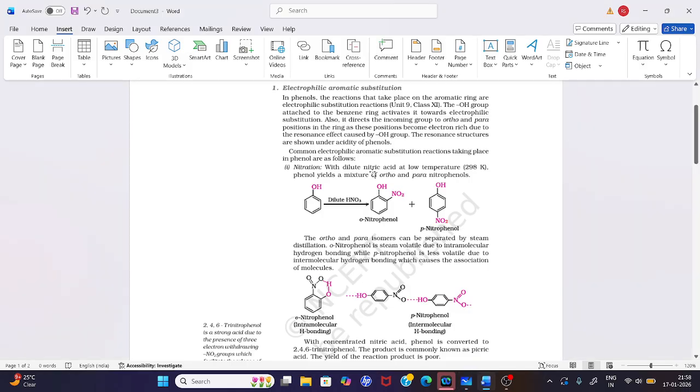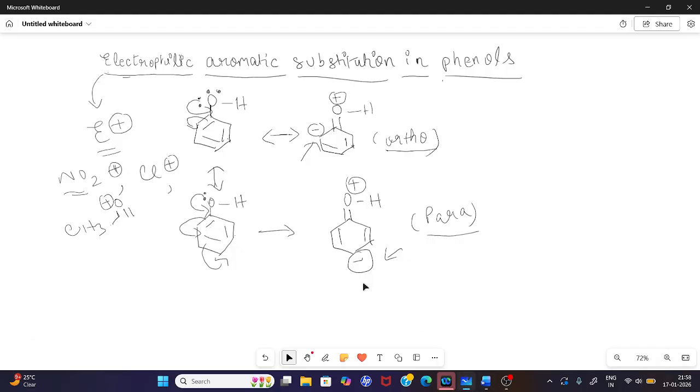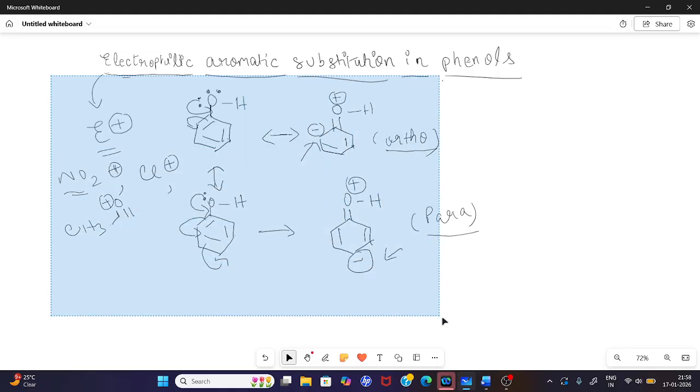So now we come back to some basic reactions which are normally mentioned in the NCERT textbook. The first one is the nitration reaction. It says that with dilute nitric acid at low temperatures, as low as 298 Kelvin, phenol yields a mixture of ortho and para nitrophenols. This is what we just studied, why ortho and para positions are targeted. And this happens when it is provided with dilute HNO3. We'll take a look at the basic mechanism as well, how NO2 plus is formed, and some of the basic reactions as well.